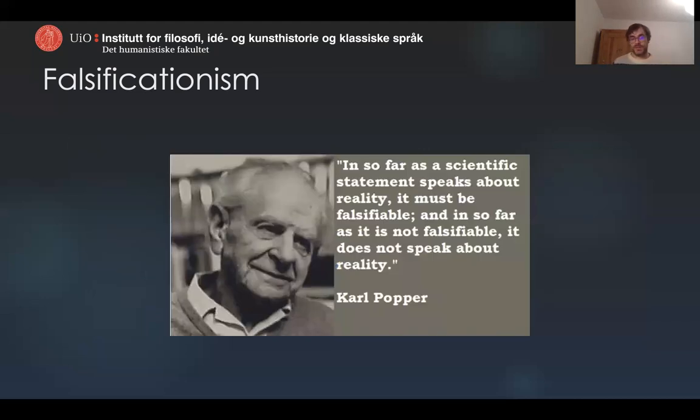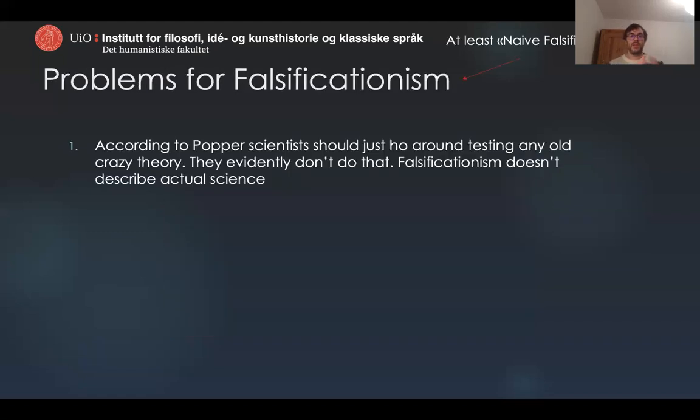So Popper thought that this was the distinguishing mark of science. Insofar as a scientific statement speaks about reality, it must be falsifiable. Insofar as it is not falsifiable, it cannot speak about reality. So this is Popper's view. This is a nice idea, but I think it's still not really quite true. There's something good about it, but it's not exactly the right view.